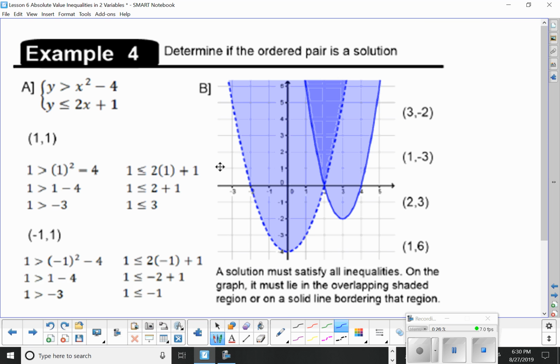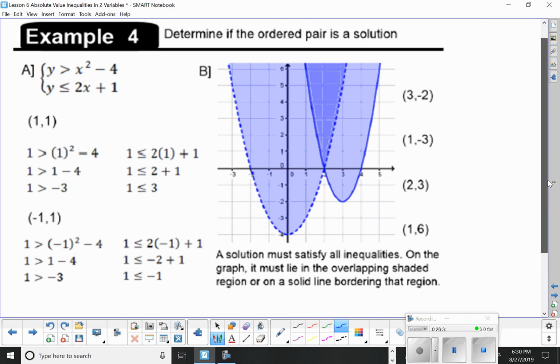What are we up to now? Oh, example 4. So, example 4, this says a solution must satisfy all inequalities on the graph. It must lie in the overlapping shaded region or on a solid line bordering that region. Determine if the ordered pair is a solution. So I've got several of them. And again, there's two different problems here, A and B. If you're given the inequalities in equation or inequality form, as expressions, you can simply plug in the value 1, 1.